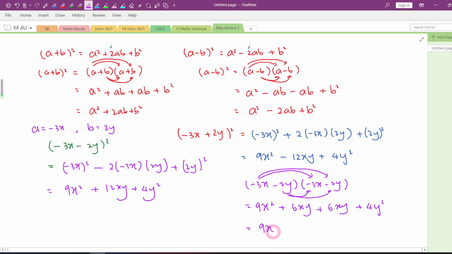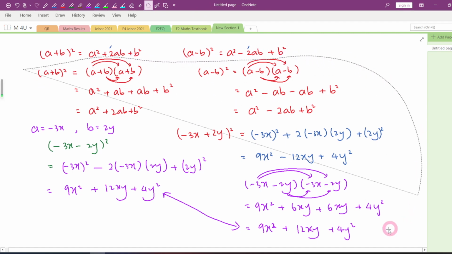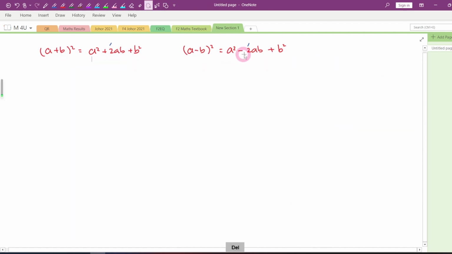Now, these two are like terms, we can add them up together. So it will become 12xy plus 4y squared. Now you look at these two. They are exactly the same, right? Okay, so when in front here you have a negative sign, you need to be more careful. Okay, let me go back to the question in your textbook. Okay, remember these two formulas.